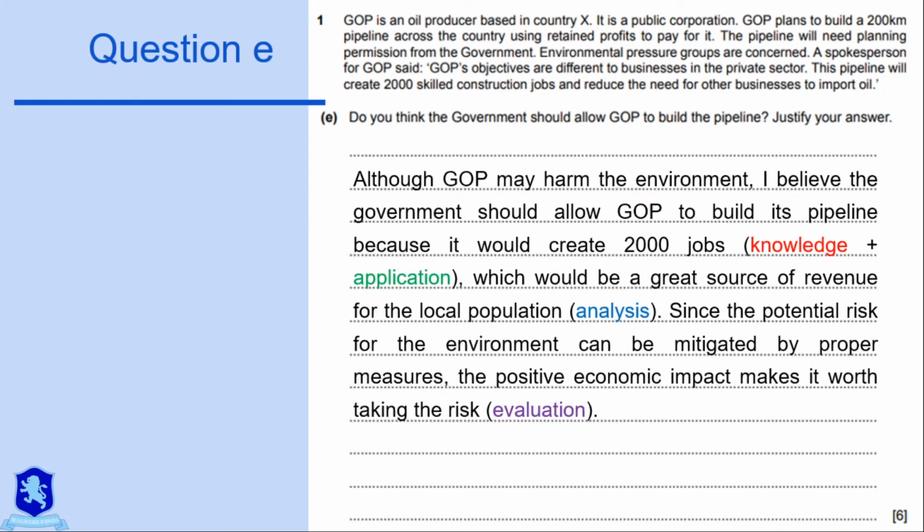For example, although GOP may harm the environment, I believe the government should allow GOP to build its pipeline because it would create 2,000 jobs, which would be a great source of revenue for the local population. Since the potential risk for the environment can be mitigated by proper measures, the positive economic impact makes it worth taking the risk. So once again, you need to show knowledge, application, analysis, and evaluation to get 6 marks.